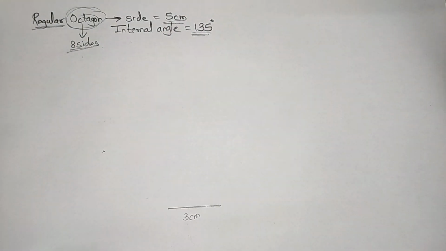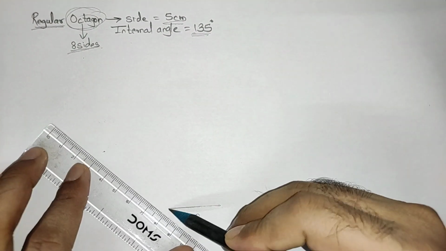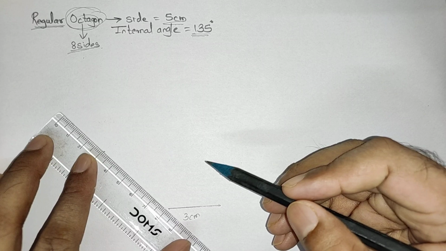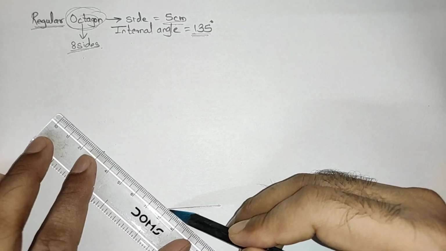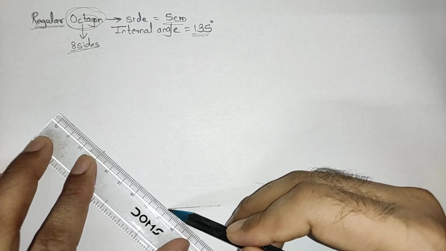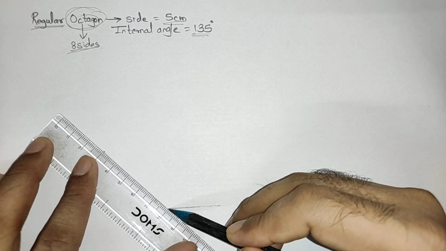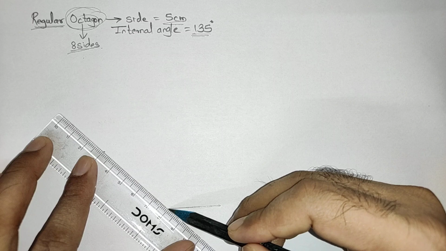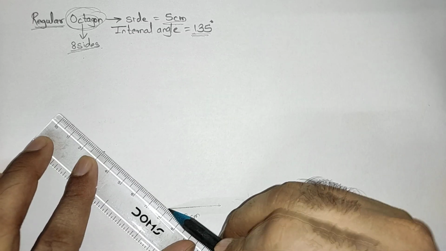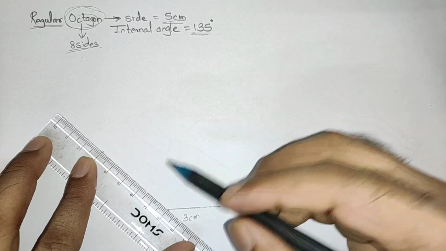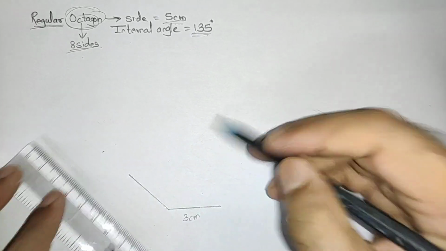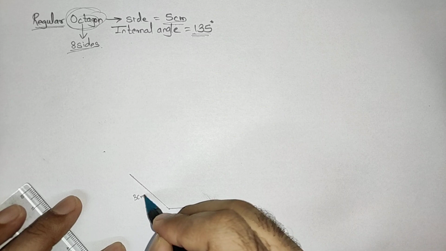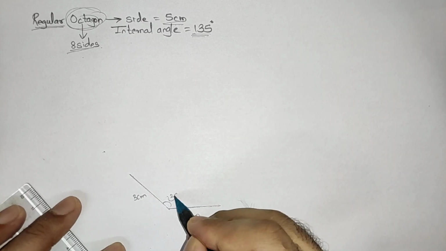Place the ruler in such a way that these 2 points lie on the ruler, and also it should be easy to count 3 centimeter from this point. So if I start at 8, then I have to stop at 5. You have to take care of this point also. So start at 8, stop at 5, and your second line segment is drawn. This angle is 135 degree.